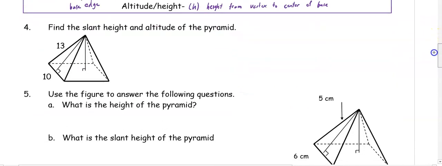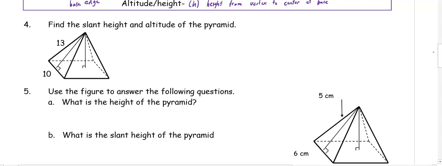So in number 4, we want to find the slant height and the altitude. To find the slant height, we're going to split in half because this is in half. We're going to use the Pythagorean theorem to get our slant height. So we have 13 squared equals 5 squared plus x squared. 169 equals 25 plus x squared. 144 equals x squared. So x is 12. So our slant height is going to be 12.